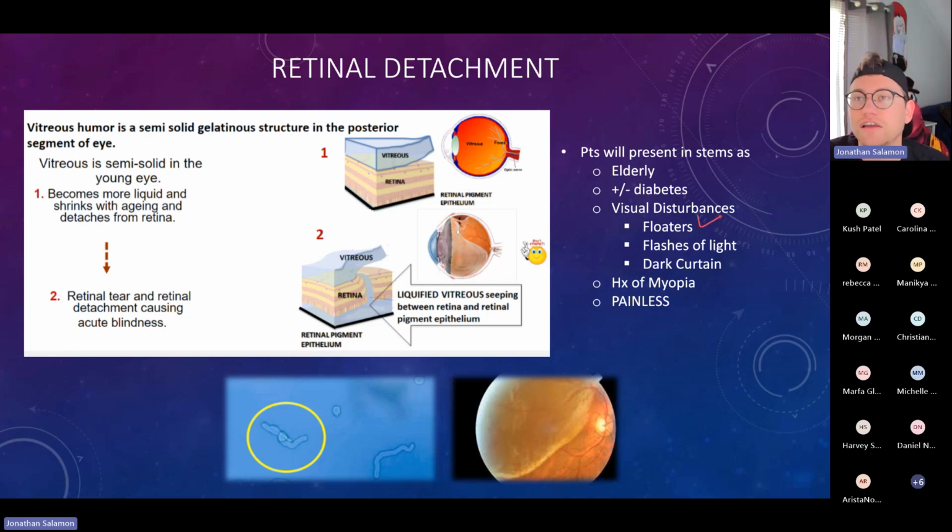I've had floaters my entire life. My retinas are not detached. They have to be sudden onset. They didn't have them before. Now they see them, or they see a lot of them, or they have flashes of light.